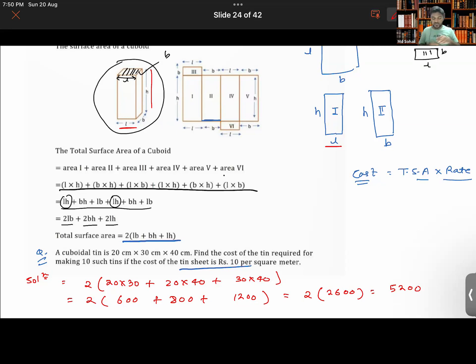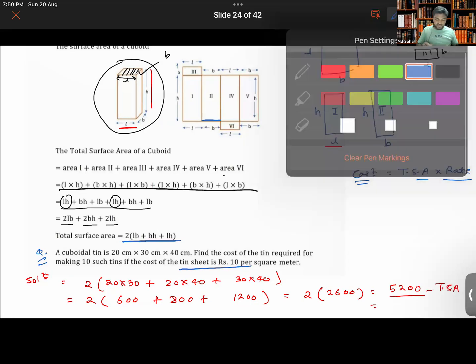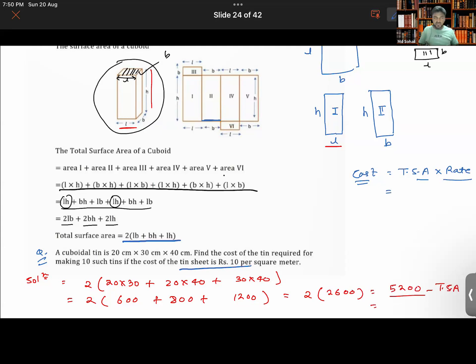Yeah, that is correct. That is the total surface area we have calculated, guys. And as we discussed, in order to find the cost, you simply multiply the total surface area with the given rate. So it will be 5200 multiplied by 10, no? That is simply 52,000. Okay, so Arhan, where did you go wrong? Was there a calculation mistake? It must be a calculation mistake, huh, Arhan?